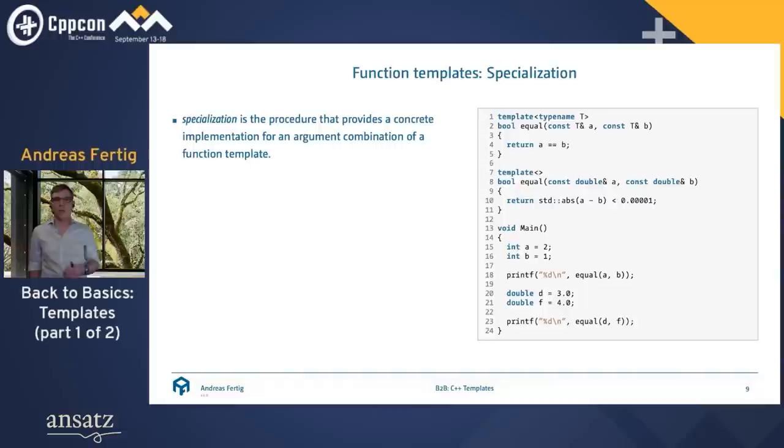And this is what this second equal function does, this specialization here. It's a special case for when we are having a double. Then we are doing this A minus B and building the absolute value of it, so keeping it positive, and then comparing whether the result of this is still less than a certain threshold. And if so, then we simply return that result. It's either true or false. And by that, I'm making this equal function work even for doubles correctly.